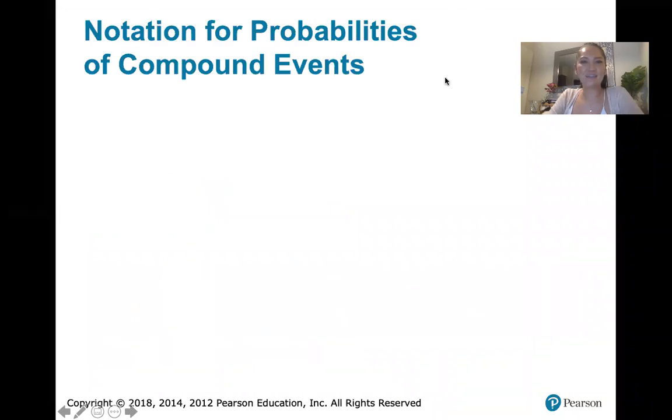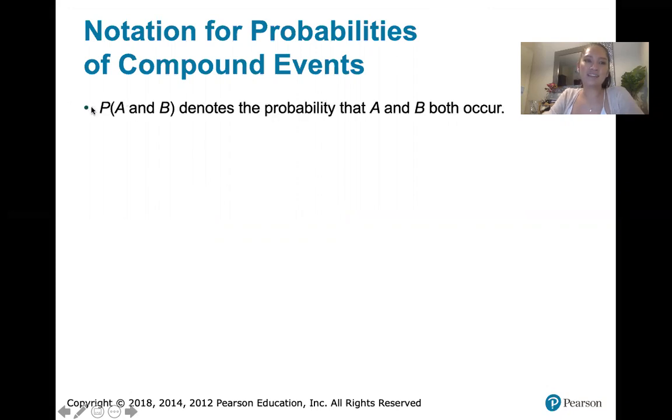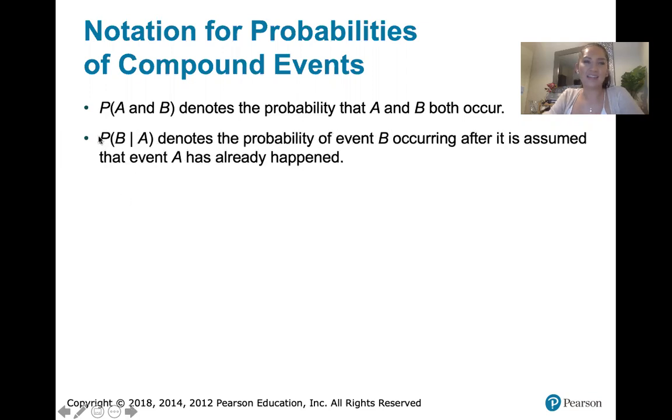So here is some notation for probabilities of compound events. This is read as the probability that A occurs and B occurs. So this is the probability that A and B both occur. And this notation is the probability that B occurs given that A has already occurred. So we're assuming that A has happened, and then we're saying, given that A has happened, what is the probability that B would occur in that context?